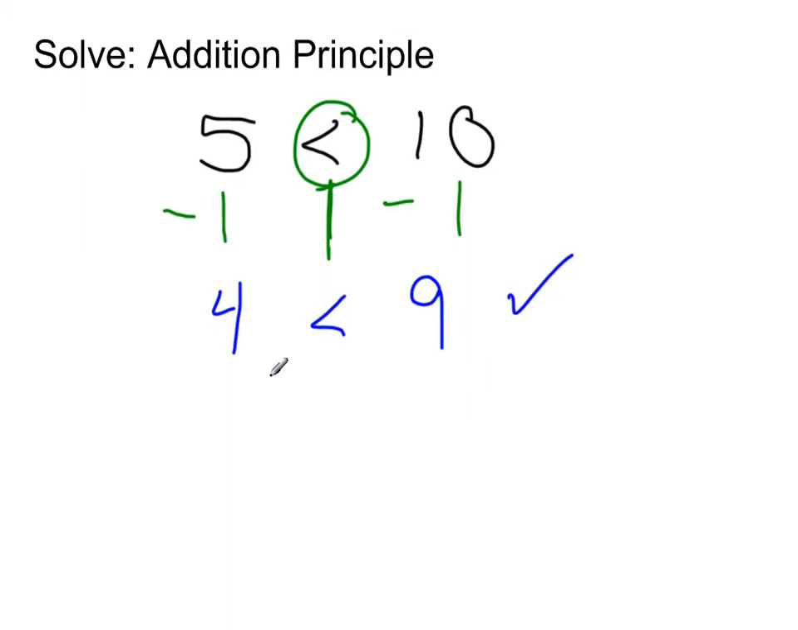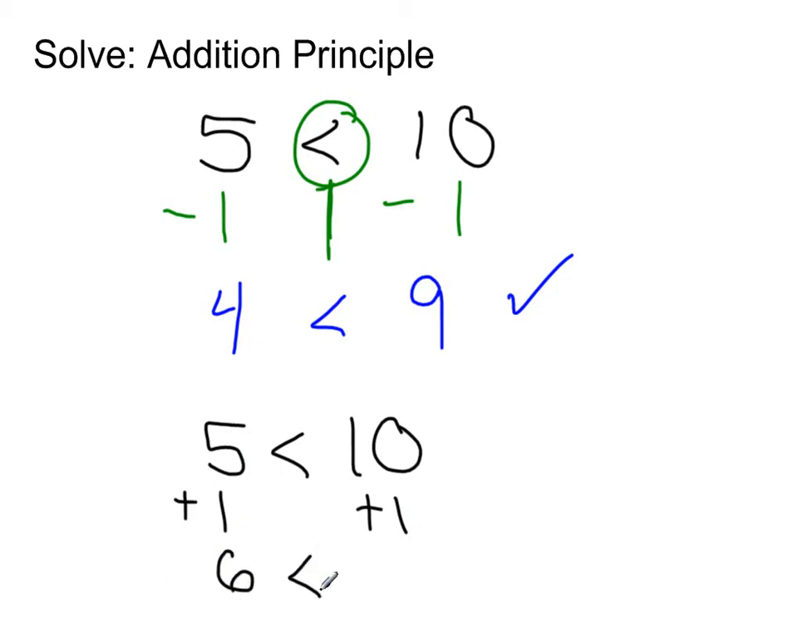Okay, let's try something else. Maybe if I add things, it messes with it. Maybe I add 1. And what I do to one side, I do to the other. So now I have 6 is less than 11. Well, that's still true. So if I subtract or add things, I don't change anything. That's the beauty of the addition principle. It follows the same suit. Pretty much what we do to one side, we have to do to the other.